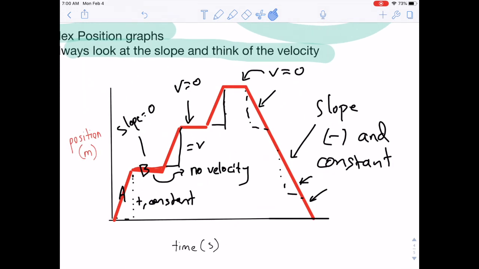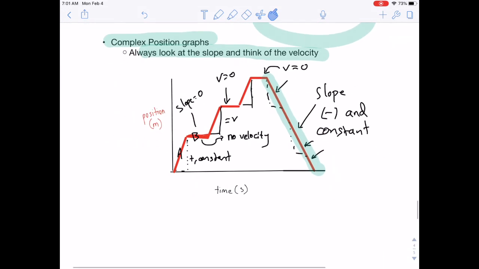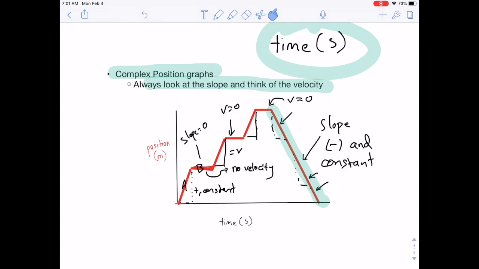A lot of students make mistakes and go, oh, right here, look, check this out. This is a decreasing slope. No, that's not a decreasing slope. We just know that it's a negative slope, and we know that that slope is constant. All right, cool. Hopefully we learned a lot. That was a long video.